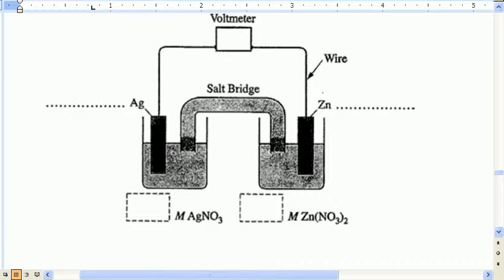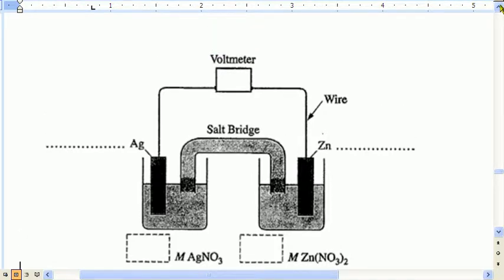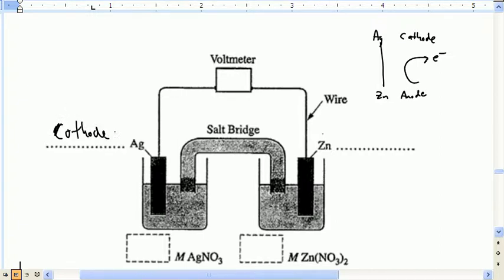Well, I trained you guys to do something every time you see this. We are going to draw out anode, cathode, flow of electrons. If we look on a standard reduction potential chart, Ag is up there and Zn is up there. So we know that the highest one is the cathode and the lowest one is the anode. So electrons go from anode to cathode. So that makes this the cathode. That makes this the anode. There is our flow of electrons.